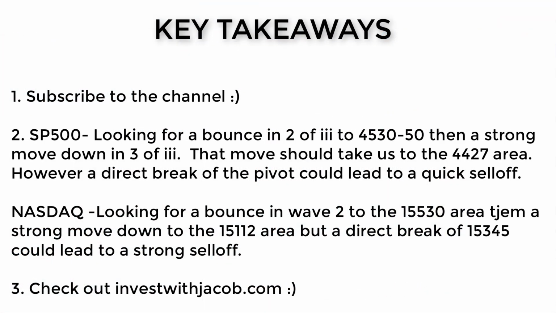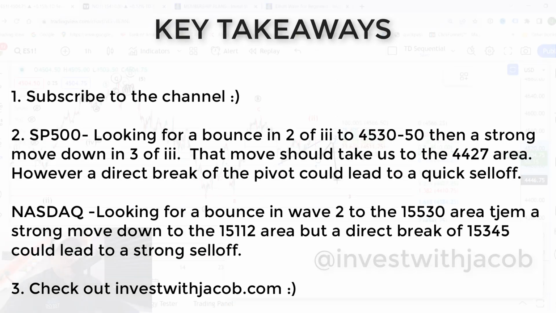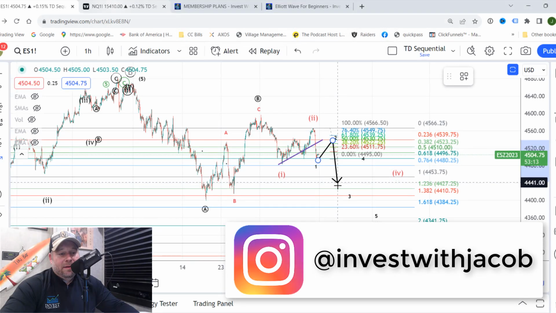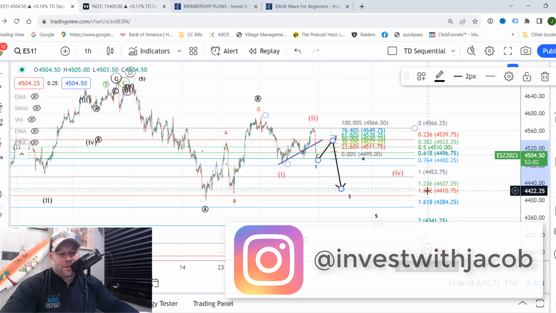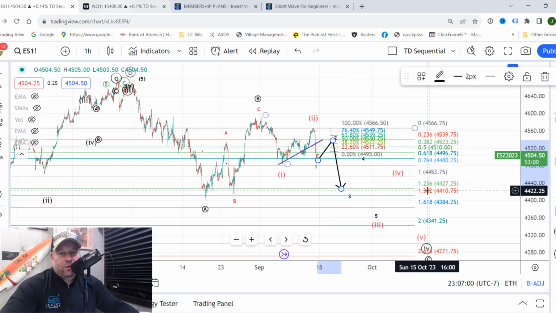Key takeaways for today. More standardly, we're looking for that bounce back up into the 45.30 to 45.50 area, and then a very strong move to the downside that breaks the pivot through 44.80, targeting the next low, which would be 44.27 before our next bounce. However, if they do break 44.80 directly, it does indicate a more direct move, and the Nasdaq is hinting at this. So a more direct move would take us toward that 44.27 in a more direct fashion.